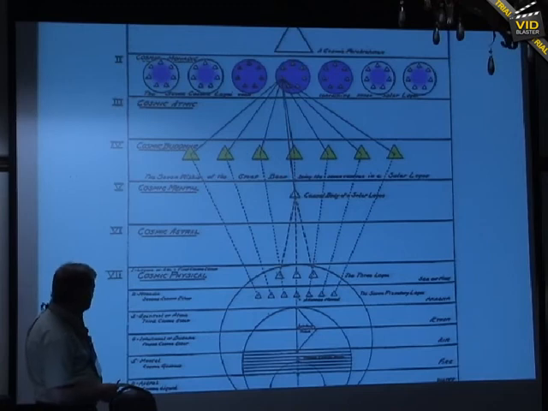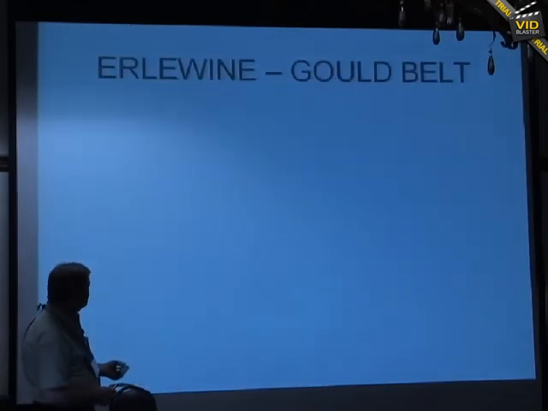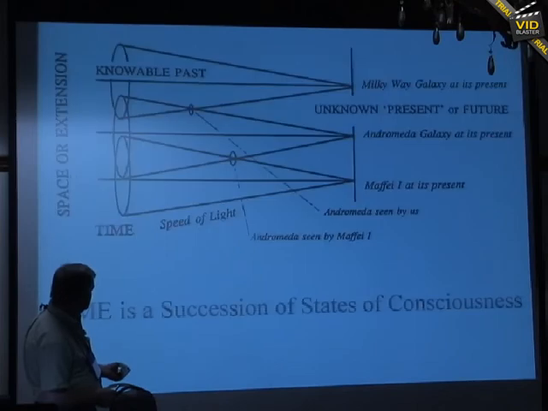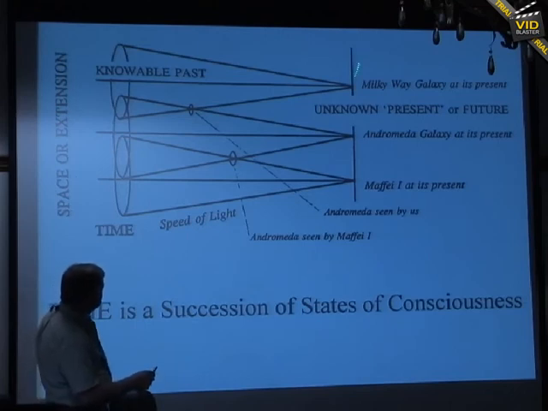So let's see. I just don't want to spend too much time here. We're just about there. Okay, good. So this is just our sense of time. We're in the present, but the present is unknown as far as astronomy is concerned. If we look at the Andromeda galaxy at the present, what we see is actually over here because of the speed of light. Time is a succession of states of consciousness.